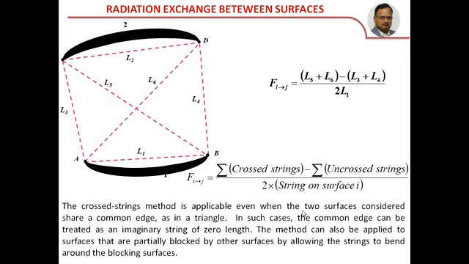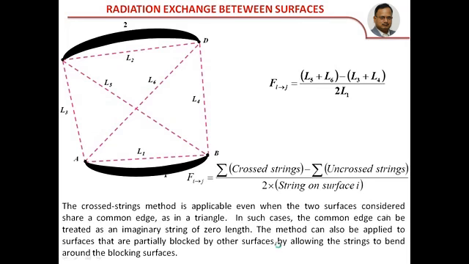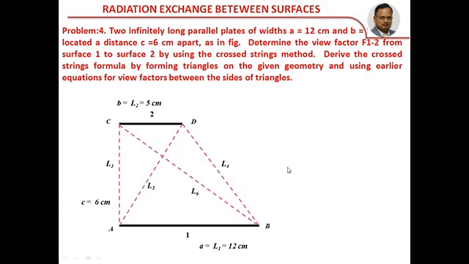This is applicable even when the two surfaces are not flat, even when these two surfaces are not sharing a common edge, like in a triangle. In such cases, the common edge can be treated as an imaginary string of 0 length. The method can also be applied to surfaces that are partially blocked by other surfaces by allowing the strings to bend around the blocking surfaces.